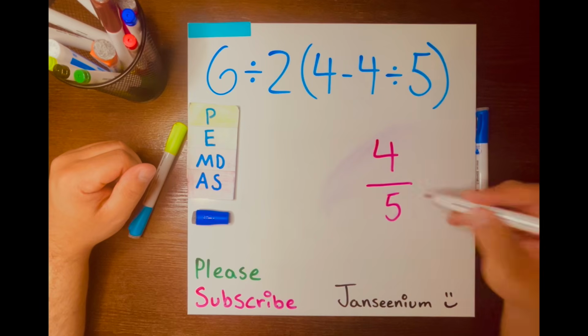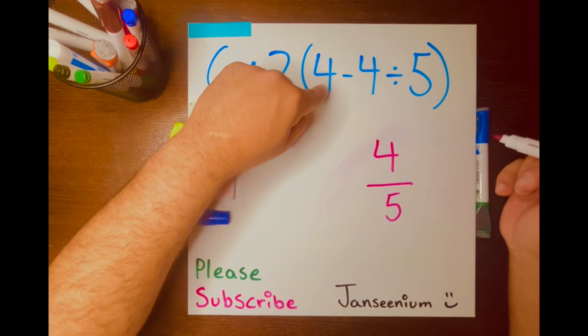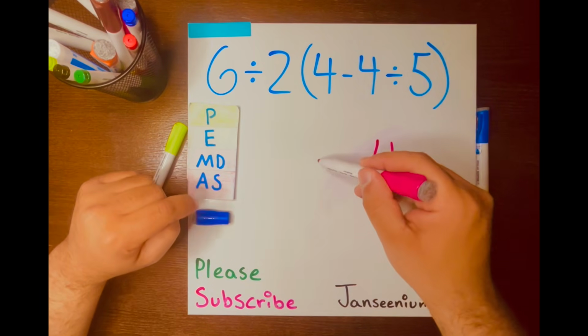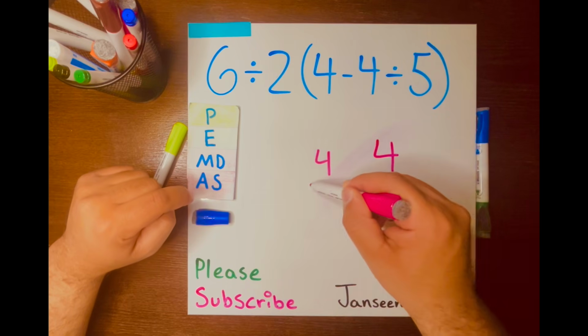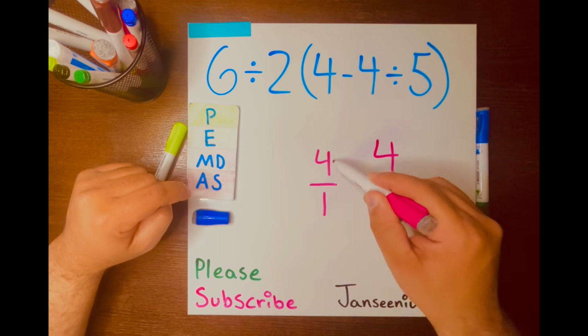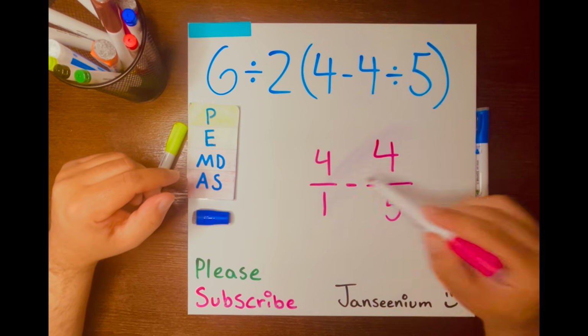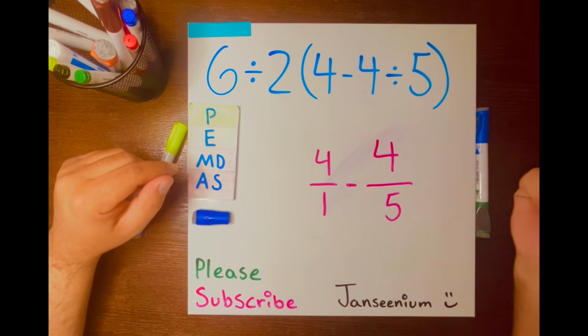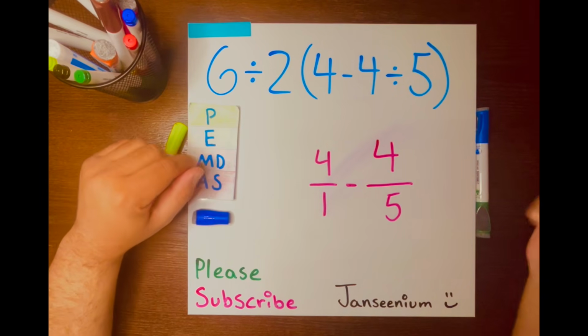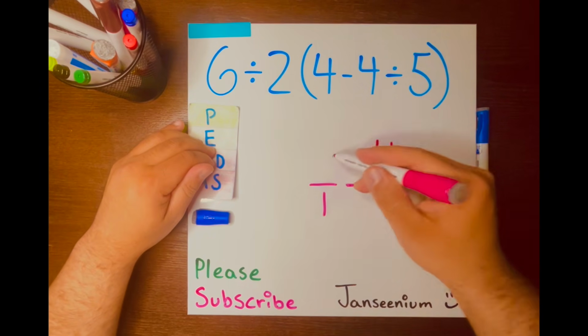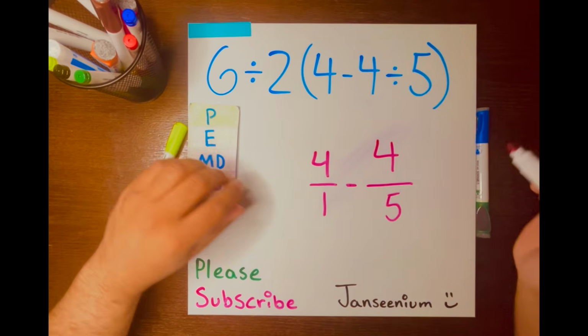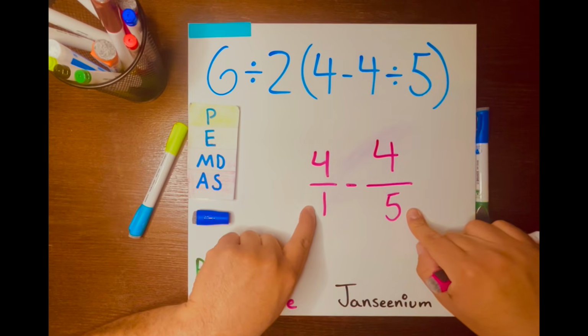4 over 5. And let's bring that 4 minus down, but let's bring that 4 down in a fraction form to make the math fun and easy. 4 over 1 equals 4 does not change, so we have 4 minus 4 over 5. Notice that we are subtracting two fractions, but the denominators are different.